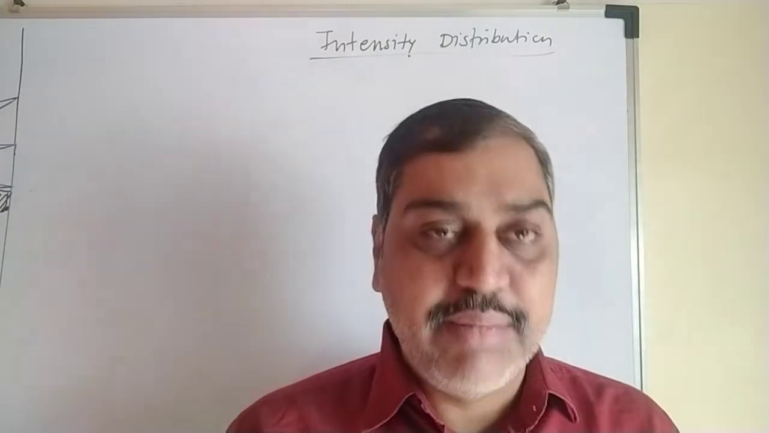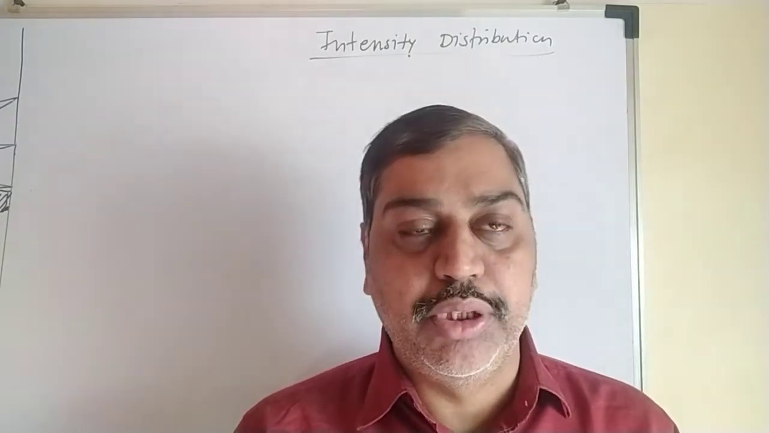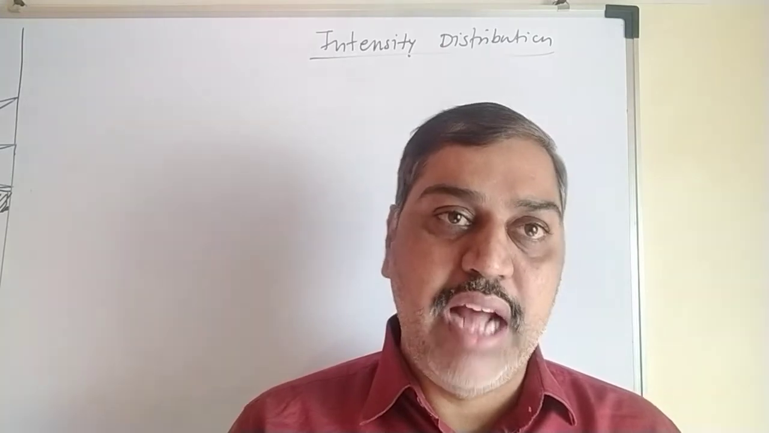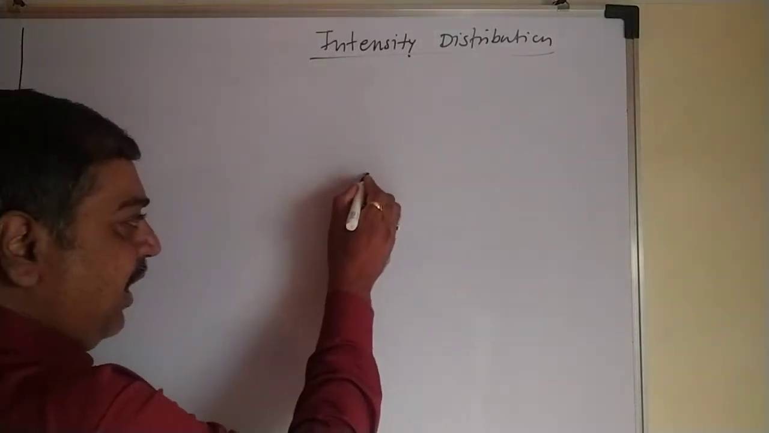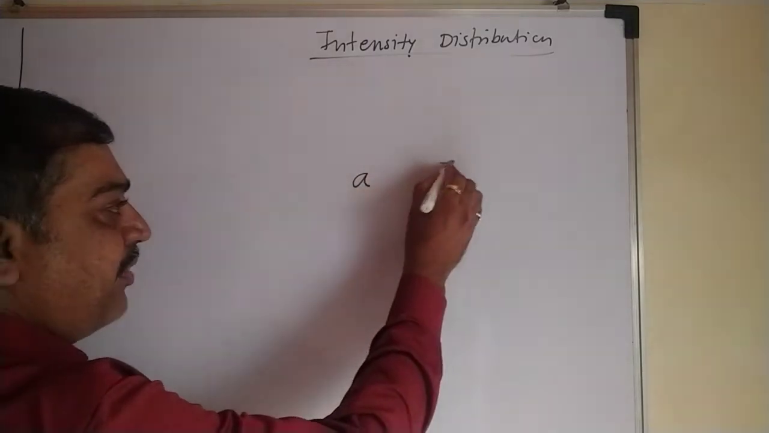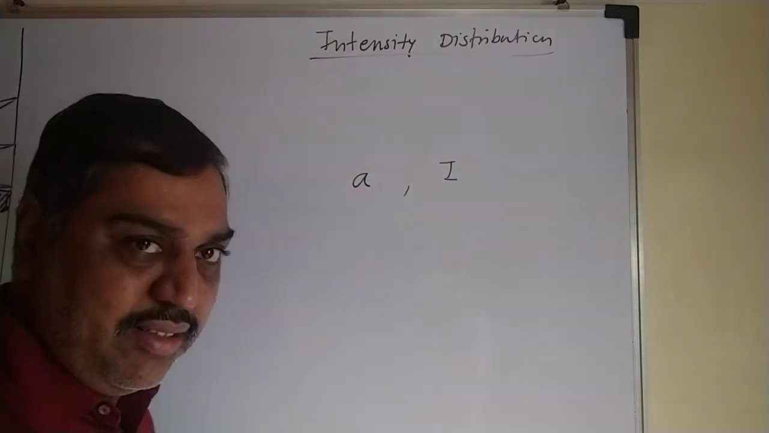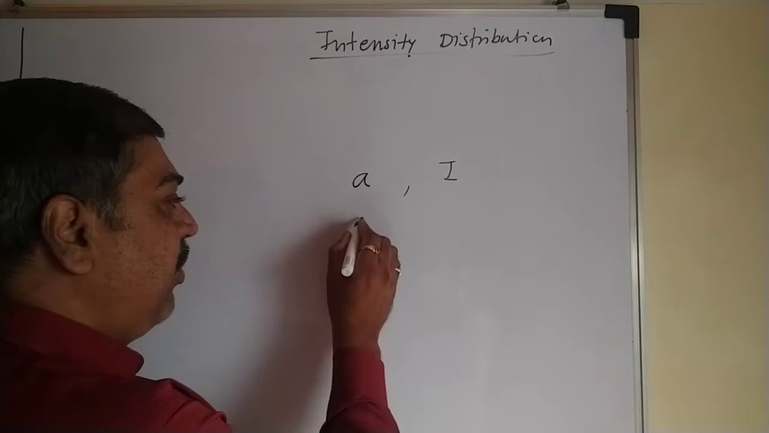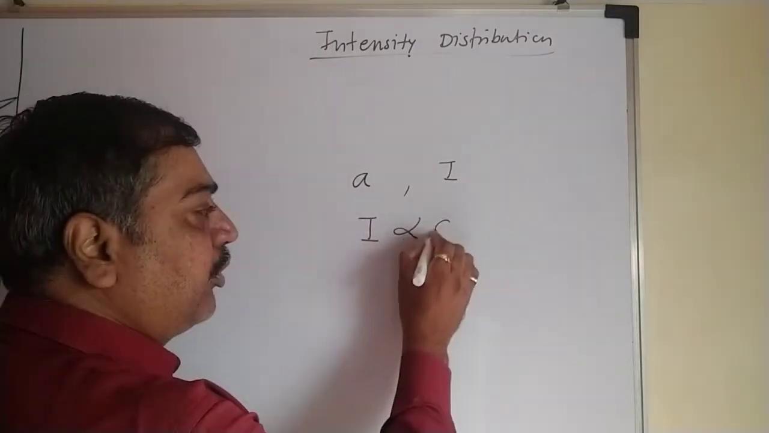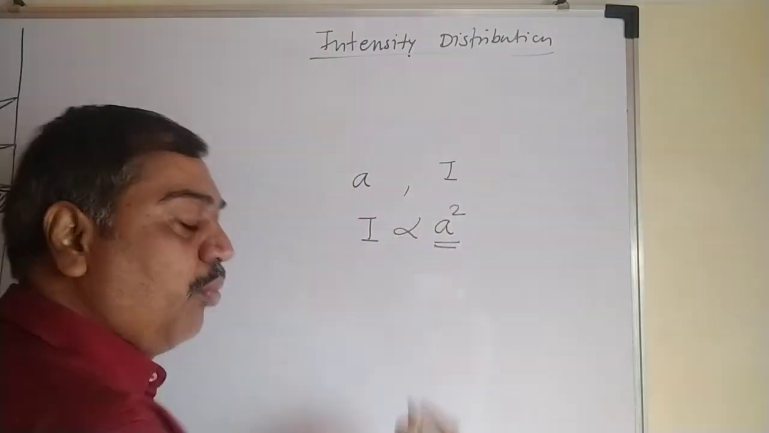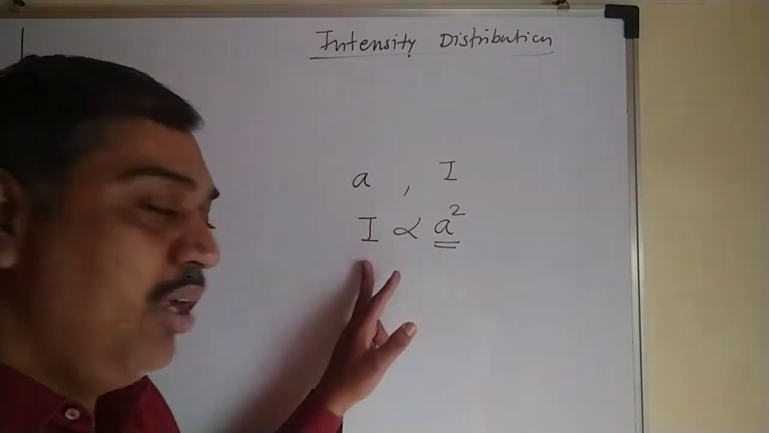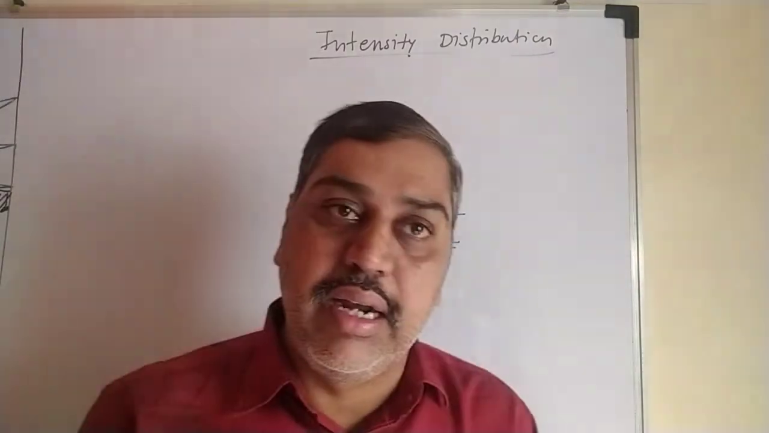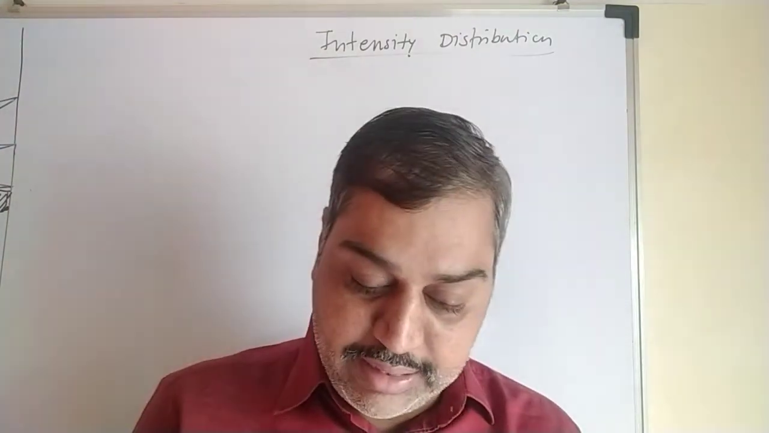Now this point is nothing but the intensity distribution. Now what does intensity mean? As we know, suppose the amplitude of the interfering wave is represented by A and intensity by I. I is the intensity, A is the amplitude. Then we know that intensity is directly proportional to the square of the amplitude. So once you know the amplitude of the wave, take its square and it becomes the intensity. That we have to learn under this topic, the distribution of intensity of the wave.